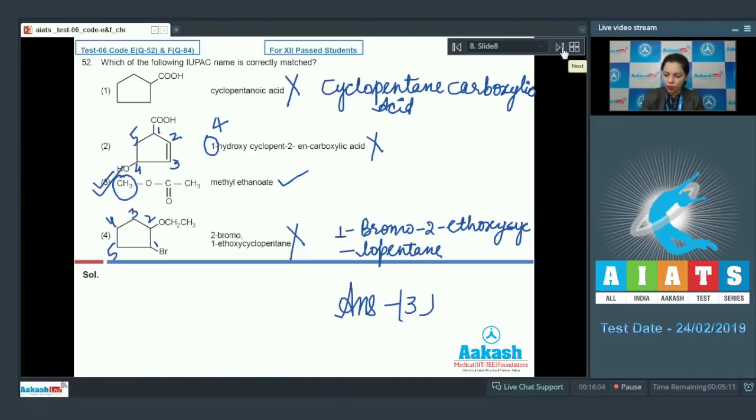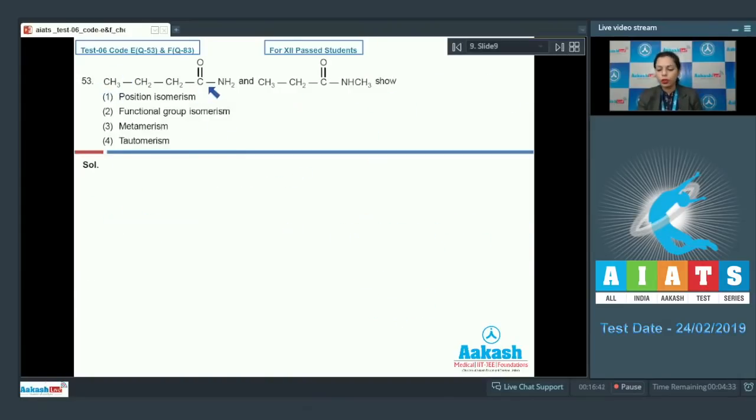After that, next question we have. Question number 53. We have two compounds given here and we have to identify whether they are showing position isomerism, functional group isomerism, metamerism or tautomerism. If you know the definitions of these types of isomerism, you know what type of isomerism is present here. If you look at these compounds, the first one here is an amide group. Further, this is also an amide group. What's the difference? Basically, the functional group given here is a 1 degree amide. This is a 1 degree amide. While if I talk about the second compound, the functional group present is a 2 degree amide.